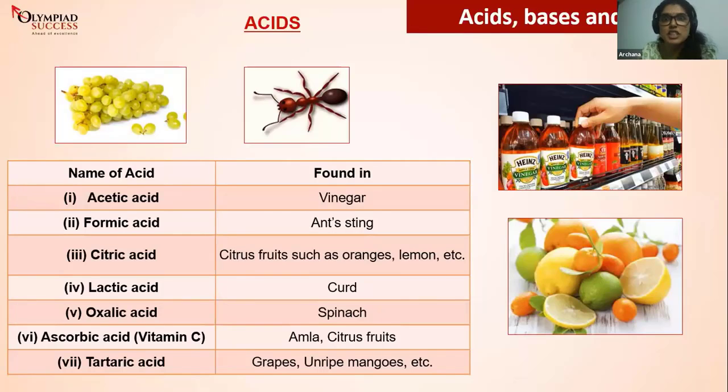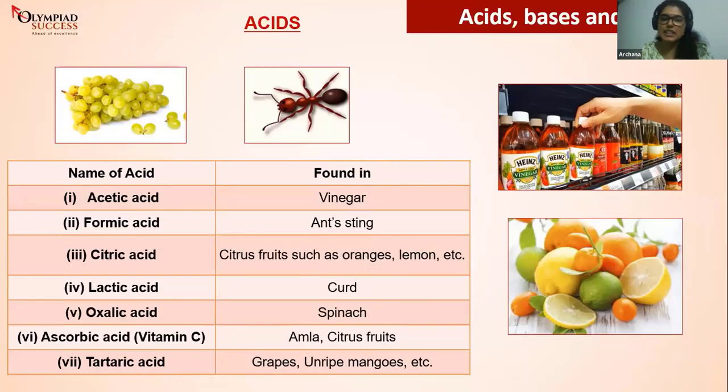And then we have spinach. Spinach is a good source of oxalic acid. That is why we are not supposed to take it on an empty stomach. We are not supposed to take any of these substances on an empty stomach because of excessive acid buildup.